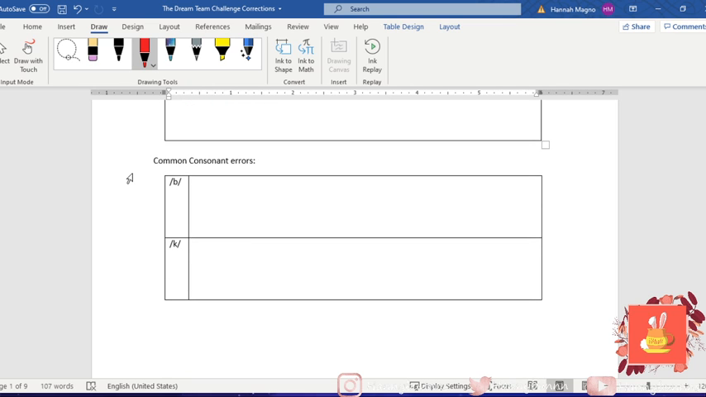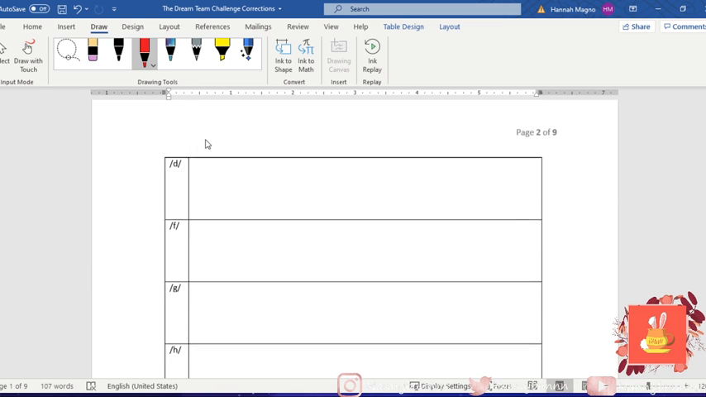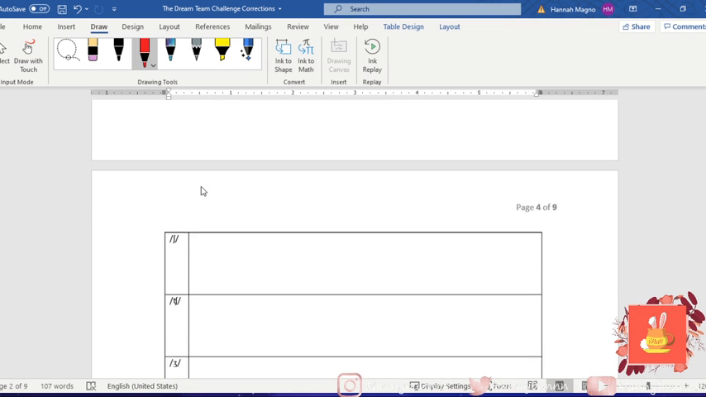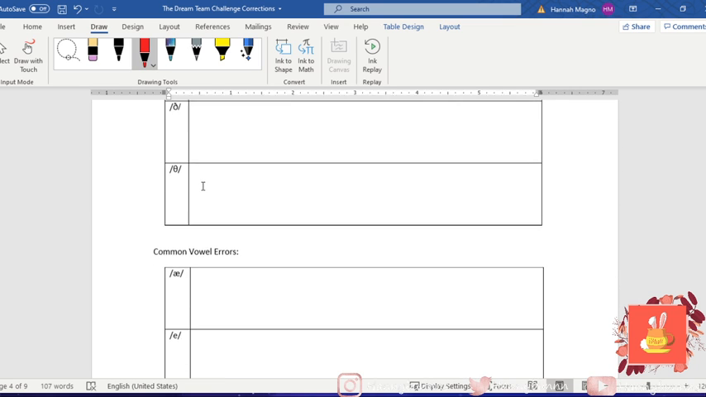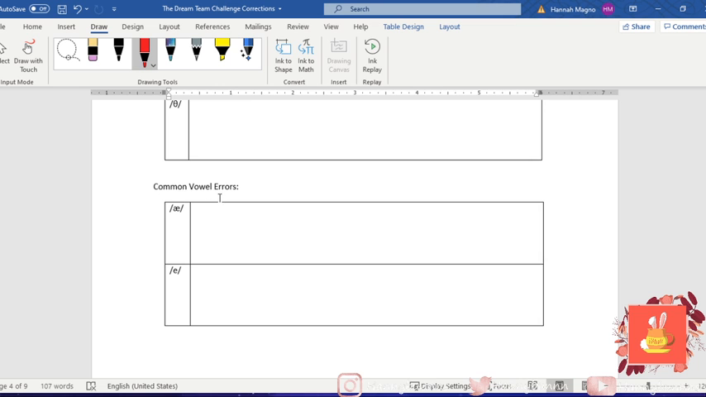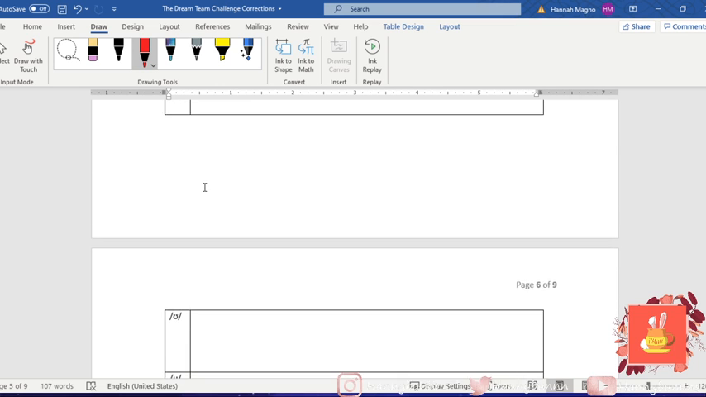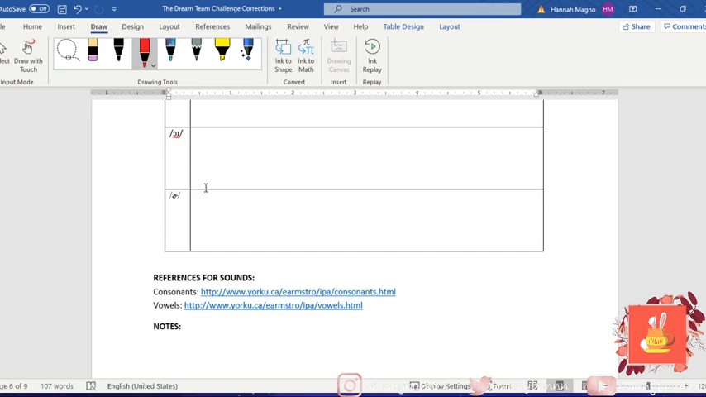Since we already learned about the IPA, we're looking at the common consonant errors. So here are all the symbols I wrote for you. On top of that, there are also the symbols for the common vowel sounds. There we go, everything's all written there.